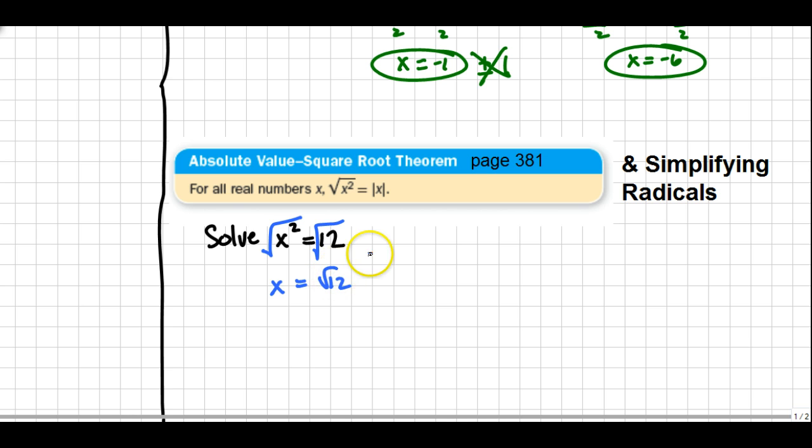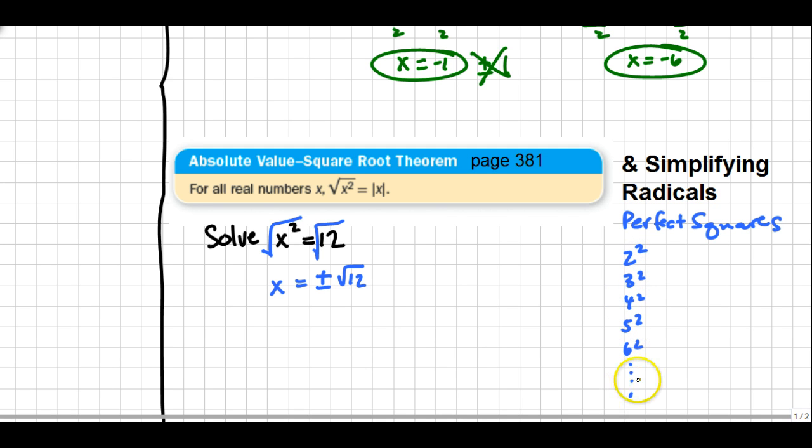Now, most of the time you're just going to leave your answer like that, keeping in mind that you should have a positive and a negative in front of it. But there's something called perfect squares that you need to worry about. So let's talk about perfect square numbers for a second. Perfect squares are the results of doing 2 squared, 3 squared, 4 squared, 5 squared, 6 squared, and so on.